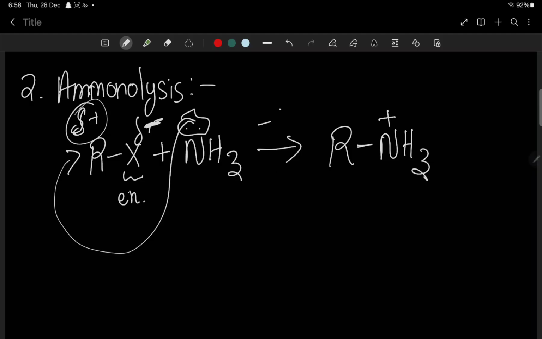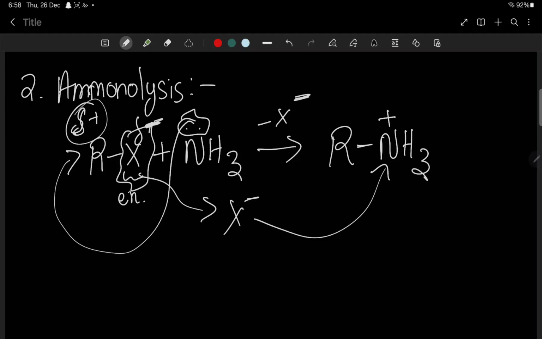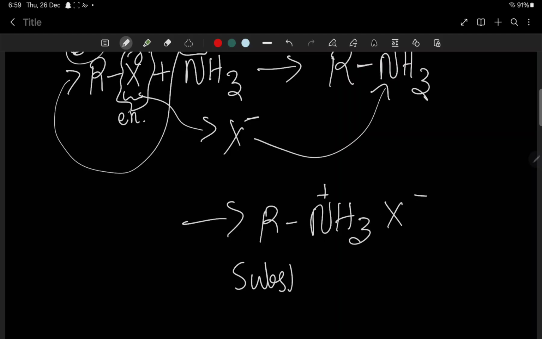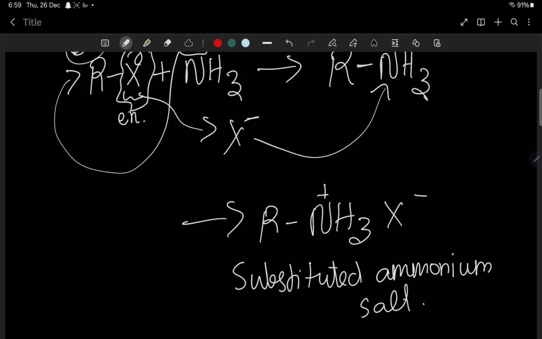Look, here X minus left this place. This X minus sees this positive charge, so positive and negative can mutually interact without a covalent bond, like a type of ionic bond. So this X minus goes and stands near this NH3 plus, and we get a substituted ammonium salt. Substituted ammonium salt. This is important. Okay, substituted ammonium salt.